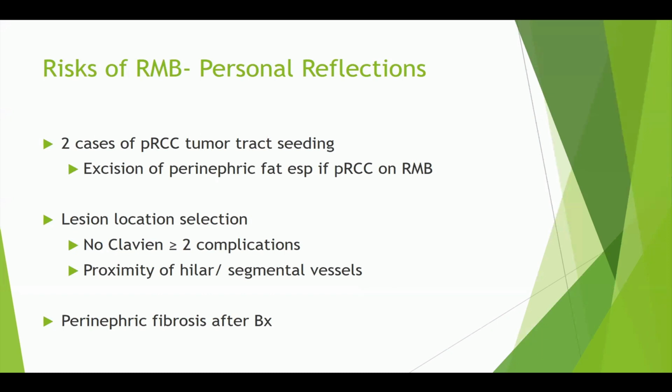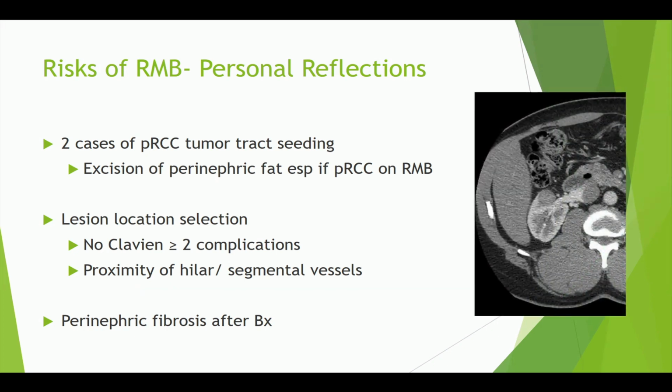My own personal reflections of the risk of renal mass biopsy: I've seen tumor tract seeding myself in 2 cases, and so it's likely that it's underreported. After these 2 cases, I now make an effort to try to keep the perinephric fat overlying the lesion intact with the specimen, especially if papillary RCC was suggested on renal mass biopsy. Fortunately, I've not had any Clavien 2 or higher complications on renal mass biopsy, likely due to a highly selective approach of avoiding renal mass biopsy in lesions that are in close proximity to hilar or segmental vessels.